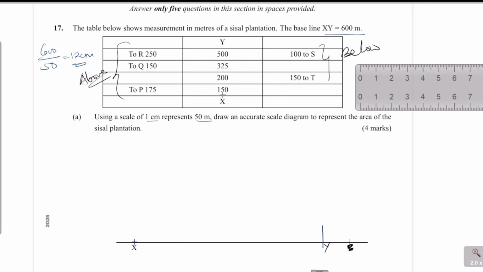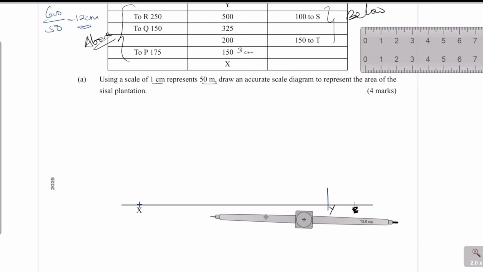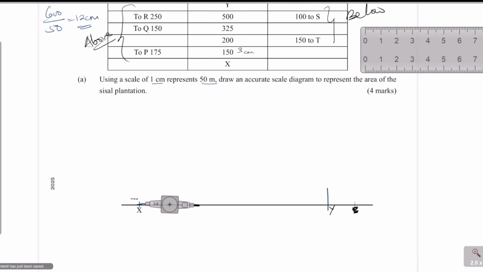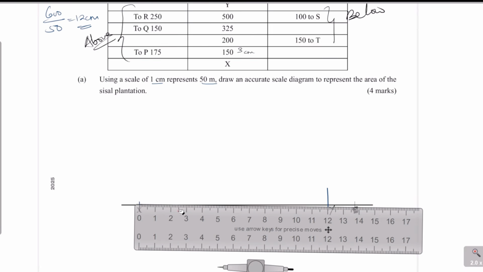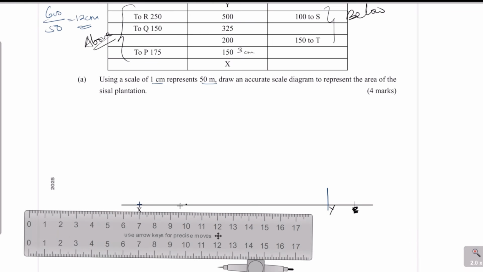So 150 divided by 50, from X, is 3 centimeters. So let me take that measurement of 3 centimeters. From X, 3 centimeters. Let me use the ruler. So 3 centimeters will be there. It's good to indicate these. So this is 3 centimeters, or what we call 150 meters, because we're using the scale.